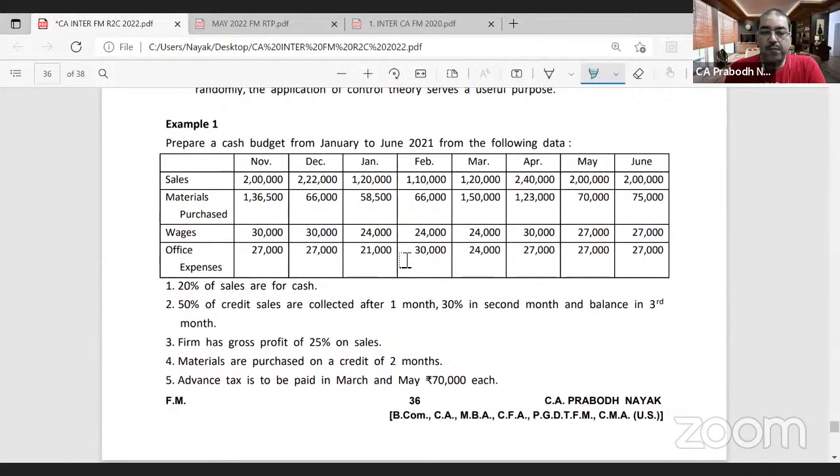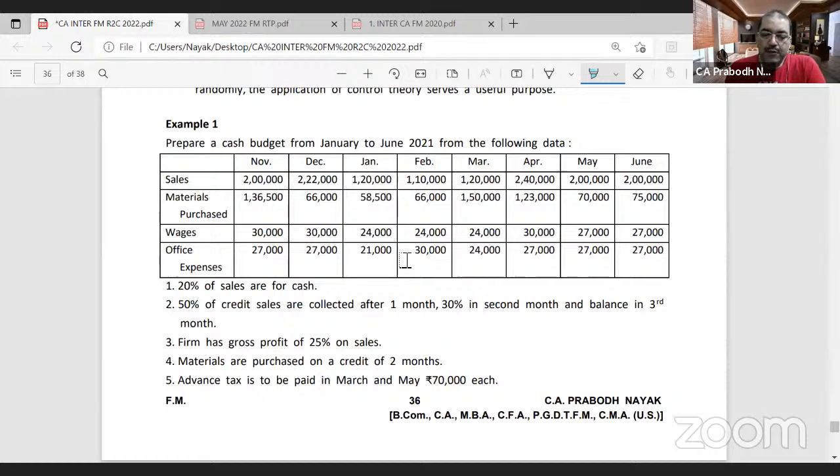I've taken a very comprehensive problem with lots of adjustments and lots of new information. So I want to explain to you the solution and how to arrive at the solution. Because if it comes as a 10 marks question, you can be sure that you will have a tough time. So let us go through this example one.